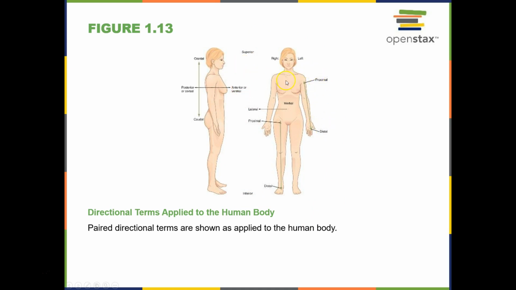So the anterior aspect is the front of the body, also known as ventral. Posterior aspect is the back of the body, also known as the dorsal side.